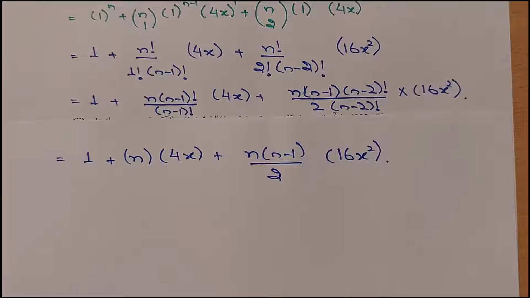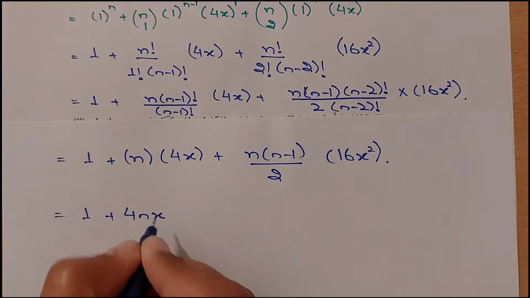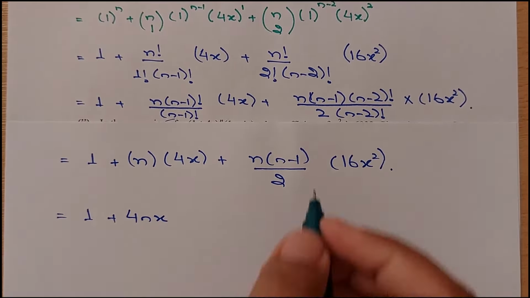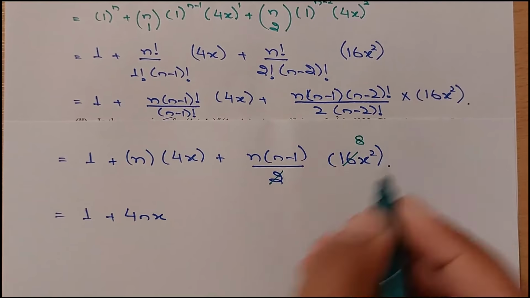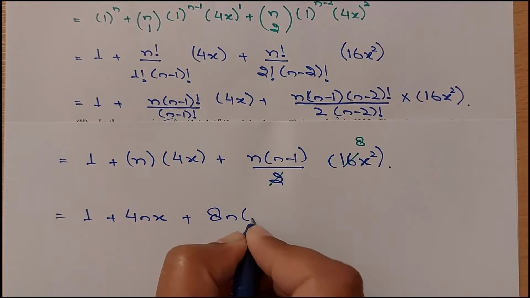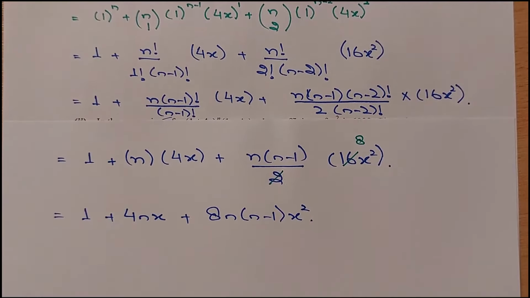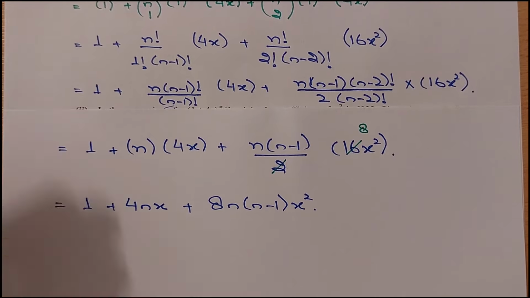Okay. Further simplification, we have 1 plus 4nx. And here we have 2 times 8 is 16. So we have 8n(n minus 1)x square. So these are the first 3 terms in the ascending power of x, right?